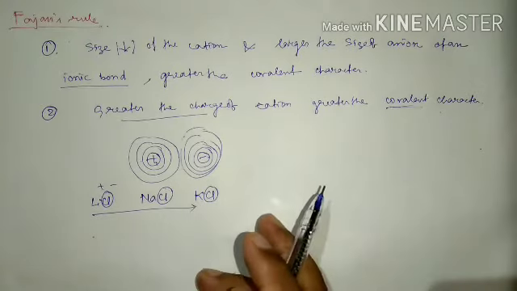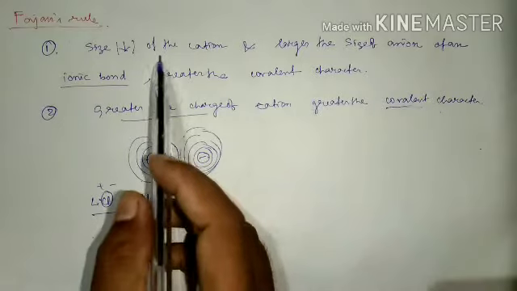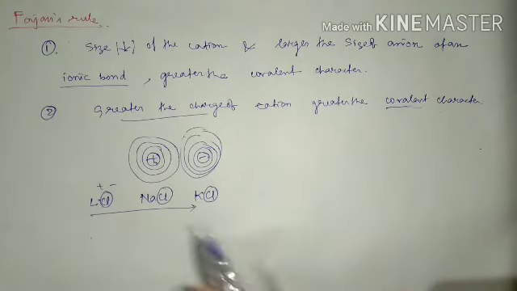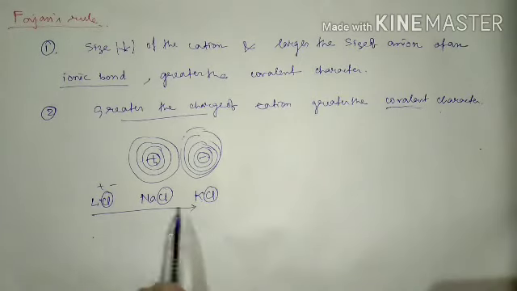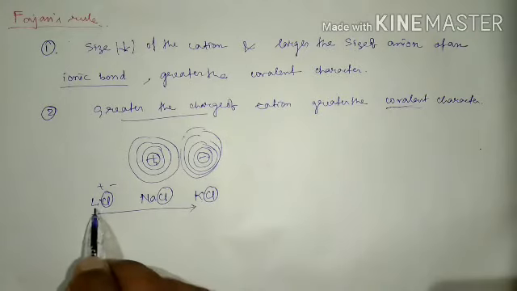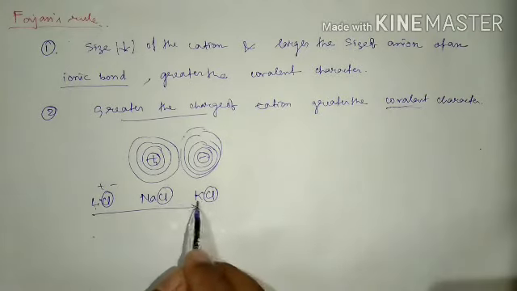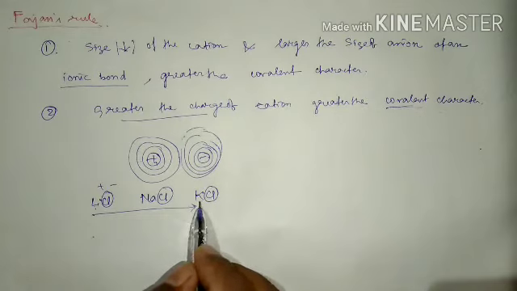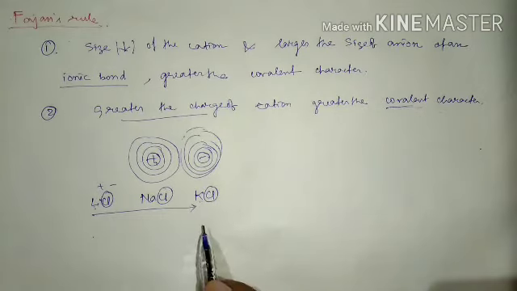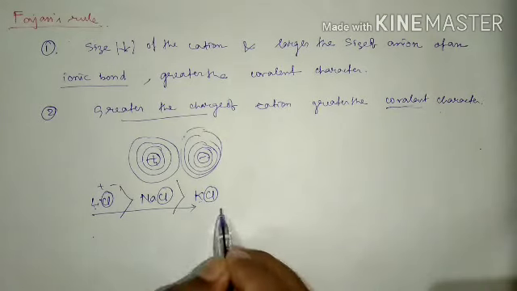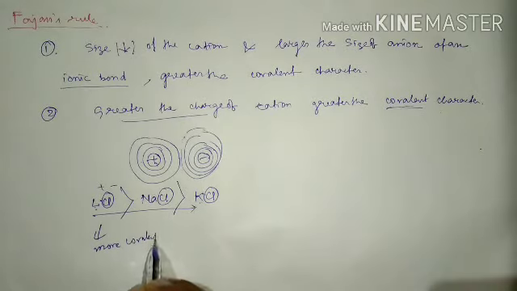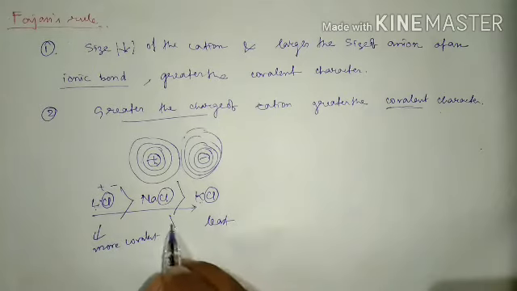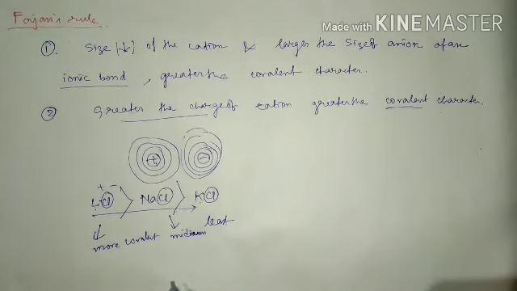size is increasing, so covalent character will decrease. As the size decreases, covalent character increases, but here from lithium to potassium size increases, so covalent character will decrease. So which one will be more covalent? Lithium chloride will be more covalent than the others. This one is least covalent, and this one is medium covalent. So this way we can explain.